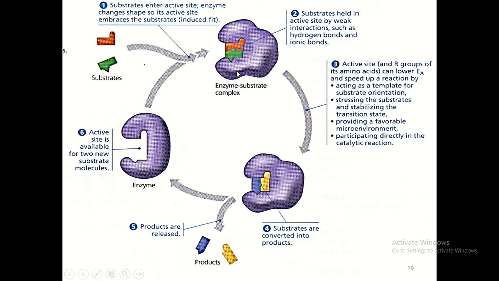So now, after the substrate is converted into a product, as you can see here, the color changes, meaning something has changed inside, and this is known as the enzyme-product complex before the product is released. The product is then released to the environment for the next process, and the enzyme is now available for another new substrate molecule. So the enzyme stays unchanged at the end of the chemical reaction.